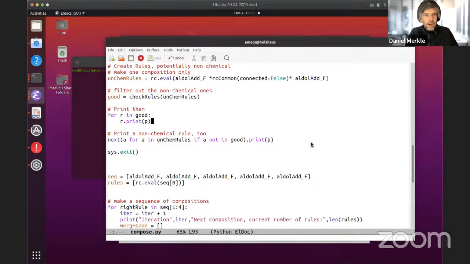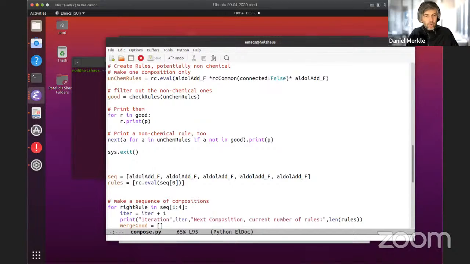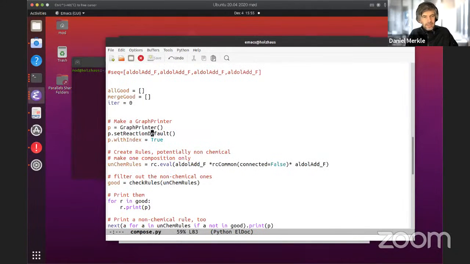What I want to do now is take an Aldol addition, and you can literally look at the Aldol reaction like that. You have the left-hand side, the context, and the right-hand side. And literally the code to combine is here. So to compose two rules, you literally write it like that.